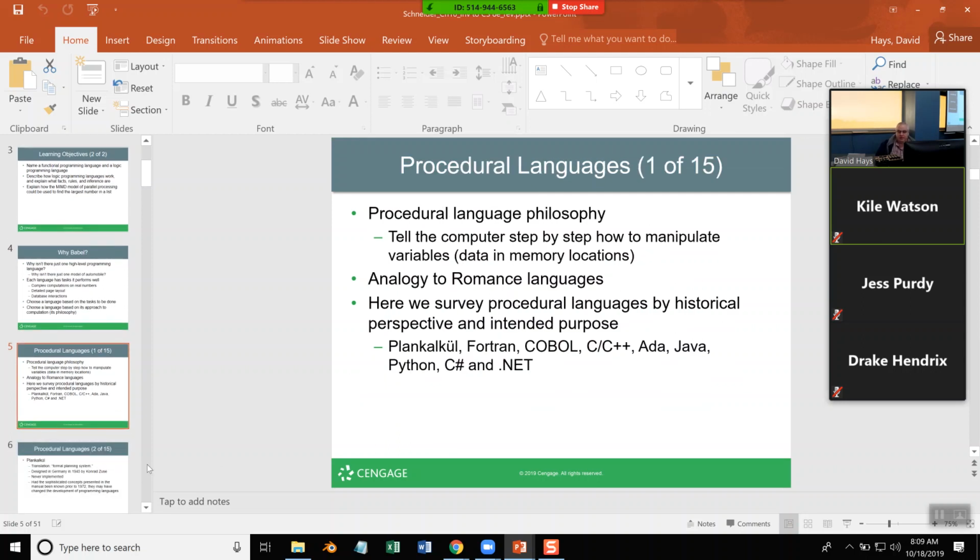Now, procedural languages, their philosophy is to tell the computer step by step how to manipulate variables, data, and memory locations. I don't know anything about Romance languages, so I'm not sure what it's referring to. And here's some old ones. Historical perspective, okay. And intended purpose.